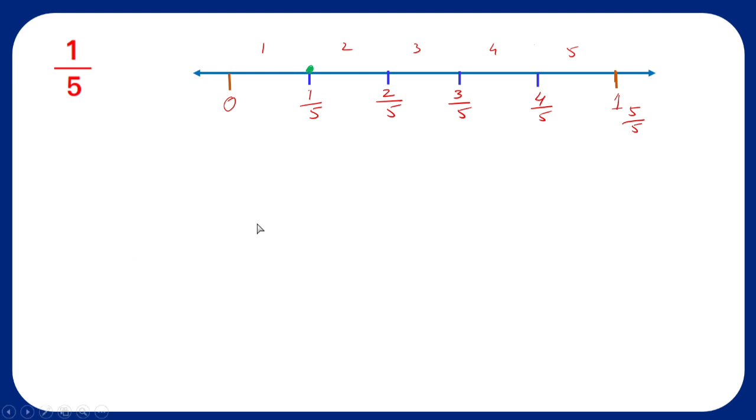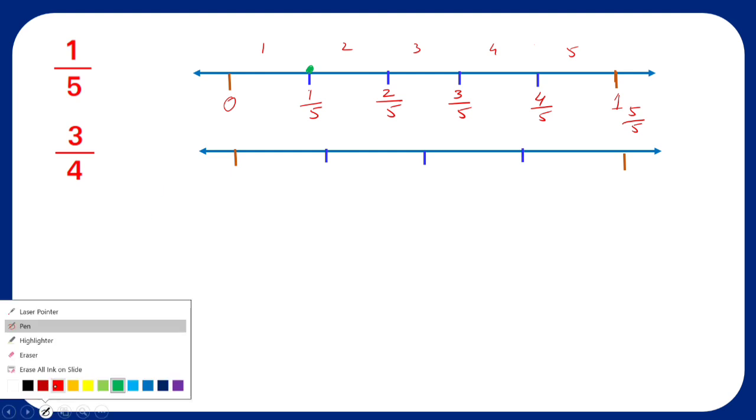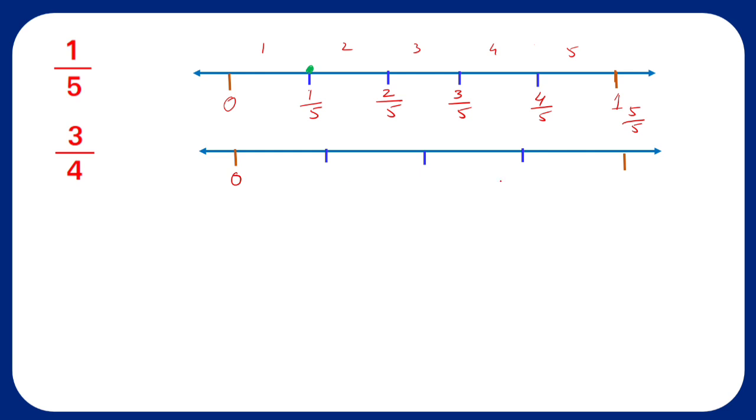Let's look at another fraction, the fraction 3/4. This is also a proper fraction because the numerator 3 is smaller than the denominator 4, and hence q is 4. We have to divide the number line into four equal parts. The interval 0 to 1 is being divided into four equal parts: first, second, third, and the fourth.